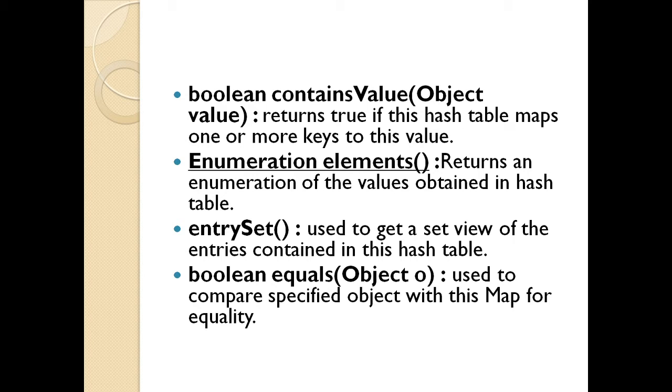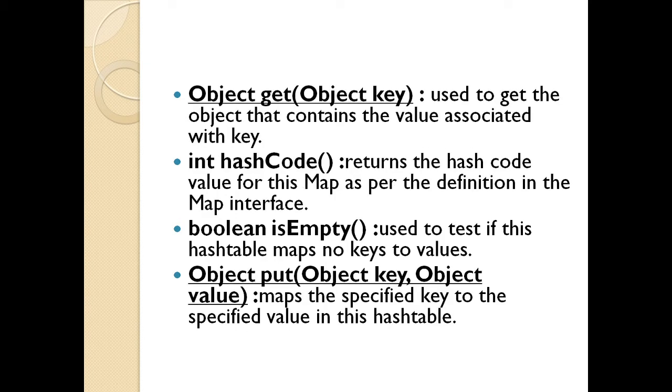Object get. I pass the object key. It will return me back the associated value with the passed key. Int hashCode returns the hash code value for this map as per the definition in the map interface. Boolean isEmpty. It is used to test if the hash table maps contains keys or not. Object put. I pass the parameters object key and object value. It maps the specified key to the specified value in this hash table.